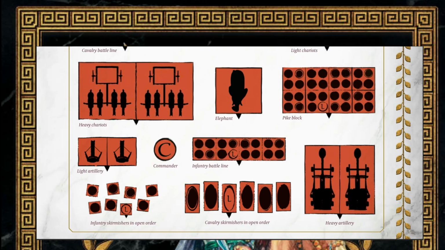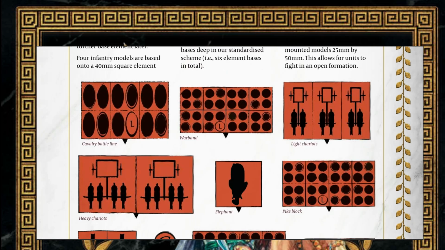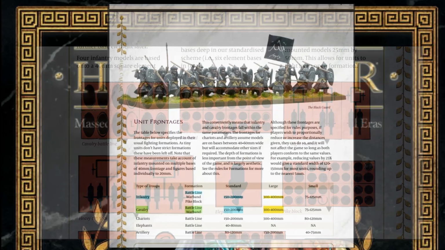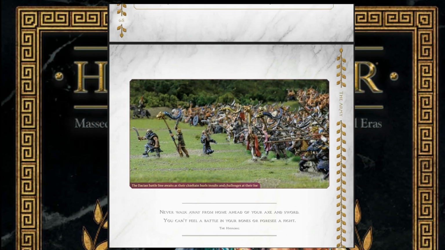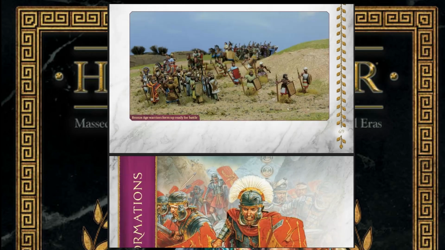I think it looks really good, in my opinion. And all this type of sketches, this type of design is what the book follows for all examples. So we continue regarding the standard allowed for the formation size. We continue with beautiful, beautiful miniatures.